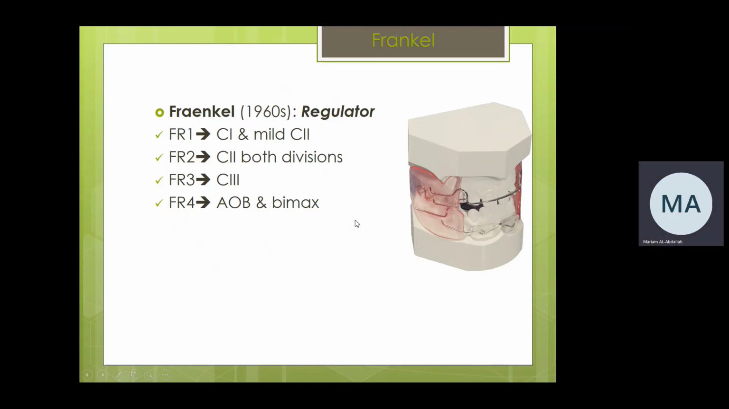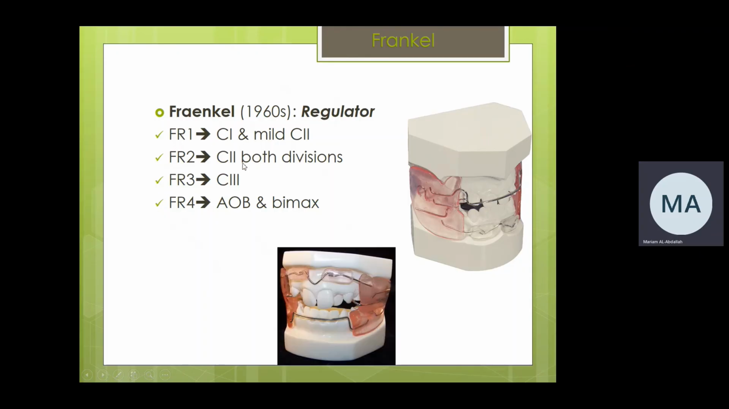Frankel made 4 versions of his appliance. Frankel 1 for class 1 mild, class 2. Frankel 2, mainly the one that we are talking about for class 2. This is the functional appliance that is mostly used. And Frankel 3 used for class 3 malocclusions. Frankel 4 used for anterior open bite and bimaxillary cases.